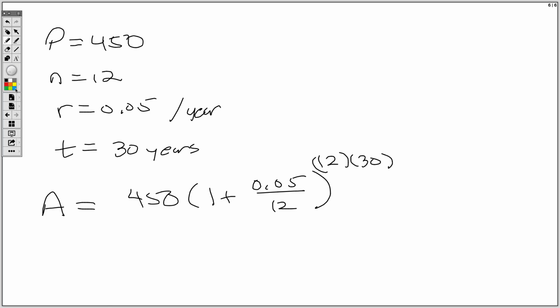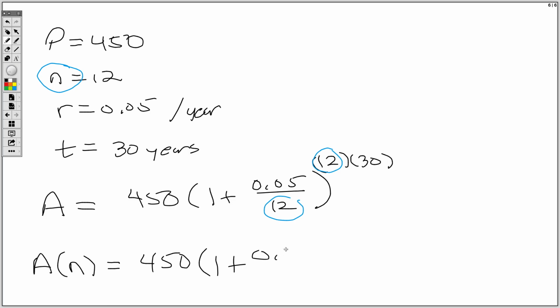All right. Now instead of 12, let's just keep this as a variable n. So I'm going to write the amount in the account as a function of n is 450 times 1 plus 0.05 over n to the 30n. And I'm going to see how the amount after 30 years varies by varying n.